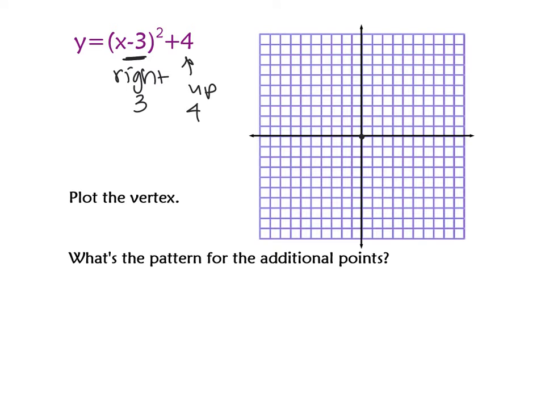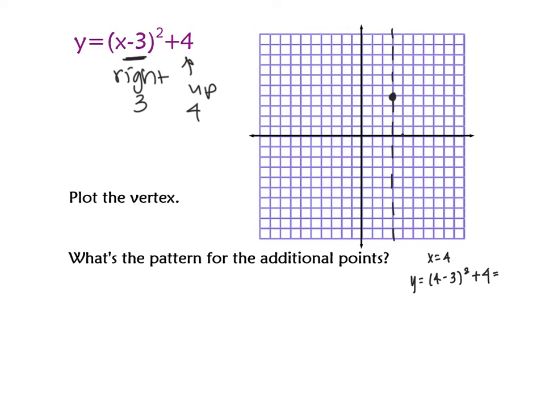So we make those adjustments on our graph, right 3, up 4, and that's our new vertex. So that's where our graph starts. And then we were drawing in our axis of symmetry, and we were picking a point to the right. And so the x value to the right of our vertex is going to be x equals 4. And so we would take that x value and we were plugging it in to our original equation, and then we were simplifying that in our calculator to get our y value.